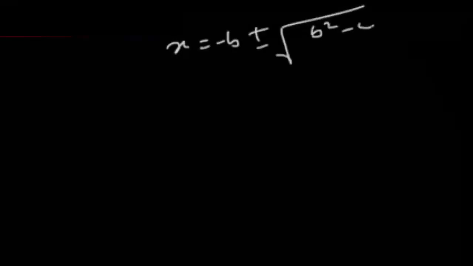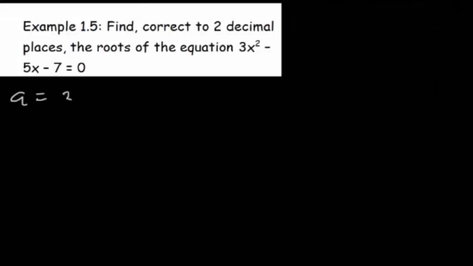Your standard formula is x equal to minus b plus or minus square root of b squared minus 4ac, over 2a. So if we apply it, from the question, your a is 3, your b is minus 5, and your c is minus 7. So you fix it into this formula.